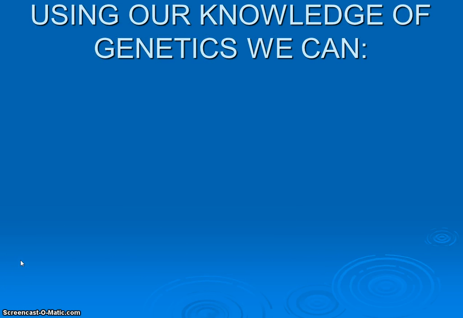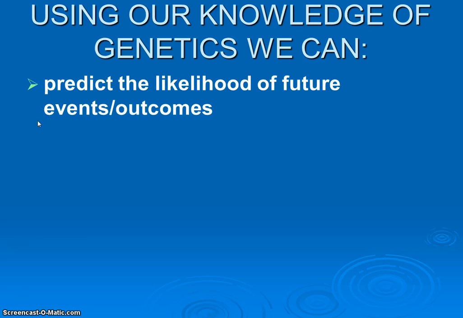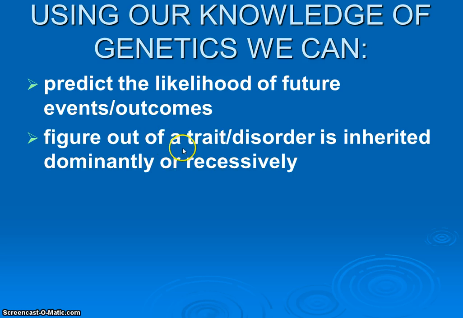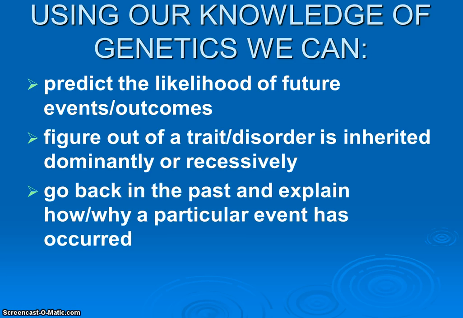So if we take all of the knowledge that you have, which is quite a bit now about genetics, there are a few things we can actually do with these pedigrees. We can predict the outcomes or likelihood of certain events happening, using regular standard Punnett squares like we've been doing. We could say things like, oh, there's a 50% chance of your child having it, or a 100% chance, etc. So that's pretty useful. We can also figure out if that trait, or in some cases a disease or a disorder, is inherited in a dominant or a recessive fashion. Like, is that trait dominant or is that recessive? And we can even actually, if we're smart enough, go back in the past through some of the previous generations to explain why an event has occurred.